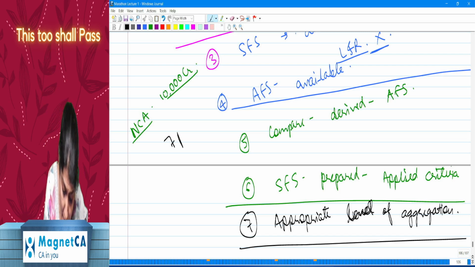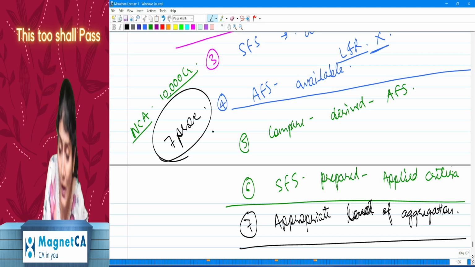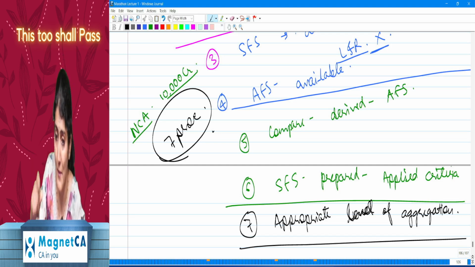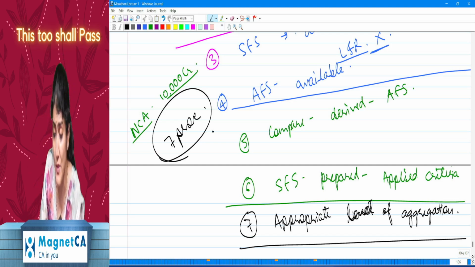These are the 7 procedures which you need to follow when you have to give a report on the summary financial statements. What is this? Visualize.